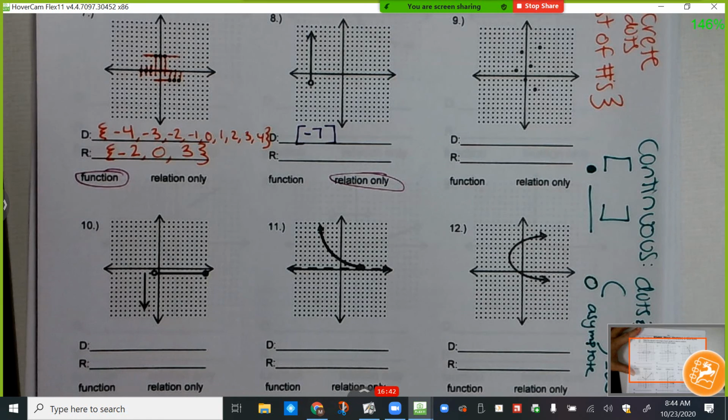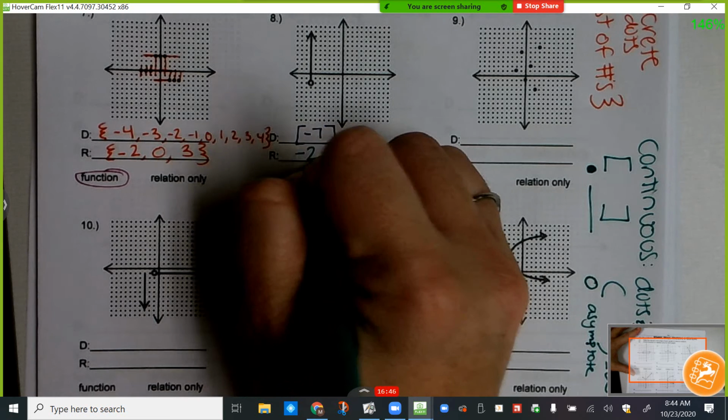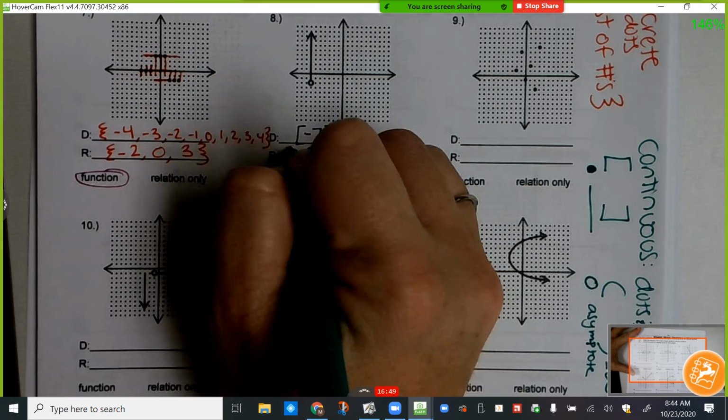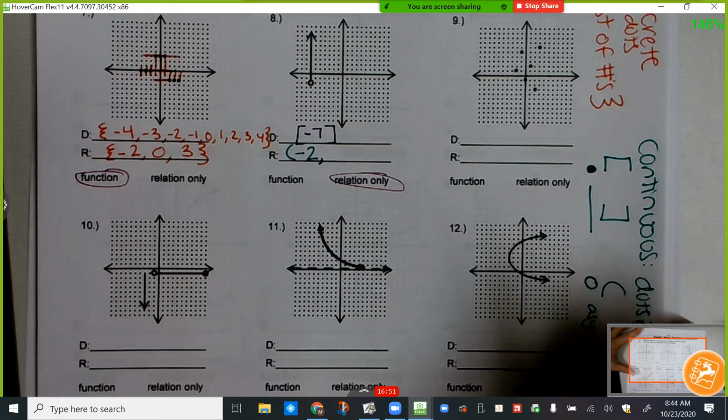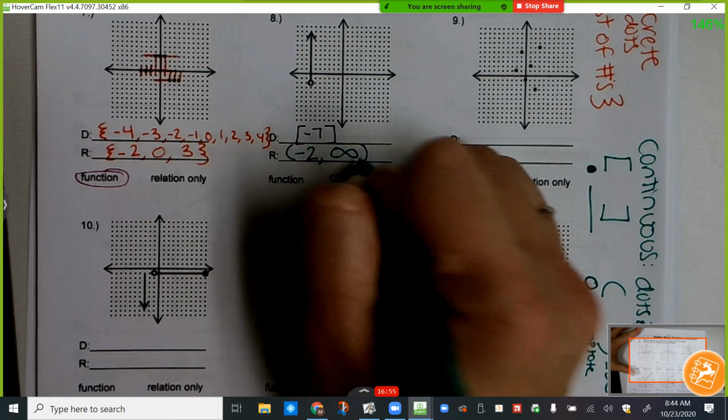Now, what about height? What's the lowest it goes? -2. With what kind of dot? Open, so we use a parentheses. Comma, what's the highest it goes? Infinity also gets a parentheses.